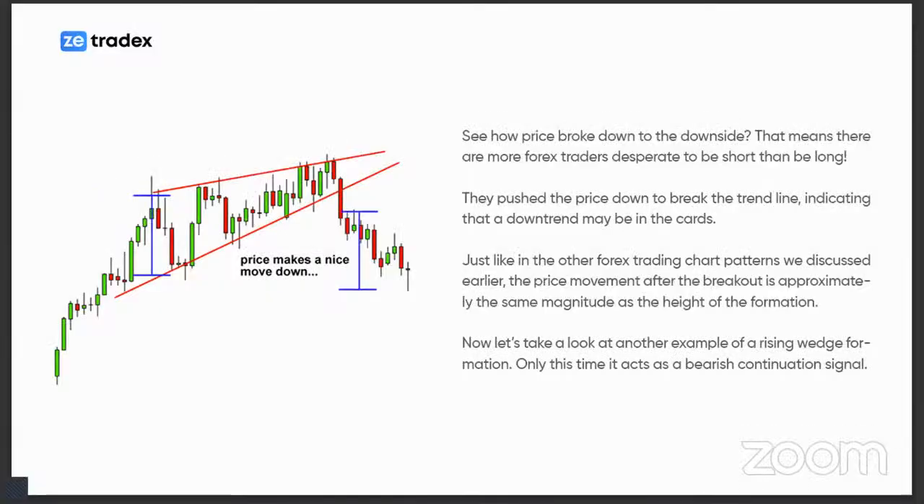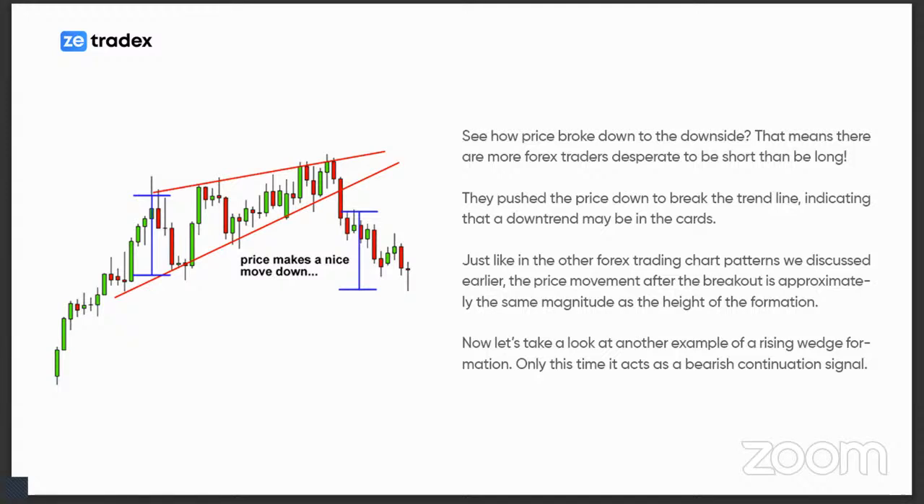Right. Now, right about now, if you had drawn your wedge pattern and you saw a breakout from the sell zone, see how price broke down to the downside, that means that there are more forex sellers than buyers. They pushed the price down to break the trend line, indicating that a downtrend may be in the cards. So, just like in the other forex chart patterns discussed earlier, the price movement after the breakout is approximately the same magnitude as the height of the formation.